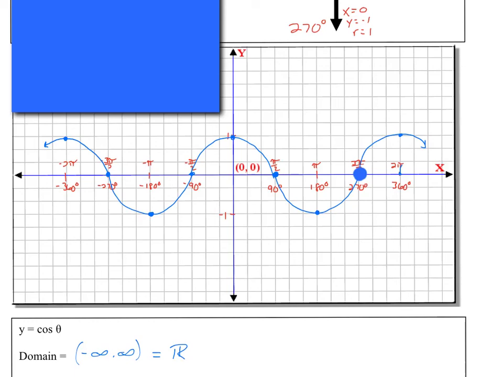Once again, when I labeled the x-axis, I just chose to go 3 spaces for every 90 degrees. When I went vertical, every vertical space was a third, which means every 3 spaces is 1. You can choose different spacing as long as you're consistent when you choose your spacing.